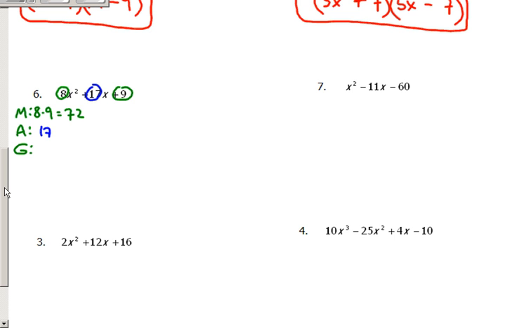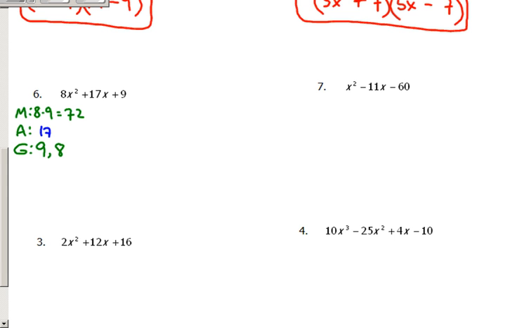So when you get to this point, what you're really thinking is, what numbers multiply to give me 72, but when I add them, I get 17? Well, that takes a little bit of time to think about in your calculator. There's some ways you can find that. Once you do get it, this is where you're going to write G. I know that 9 times 8 is 72. I know that 9 plus 8 is 17, so my G is going to be 9 and 8.